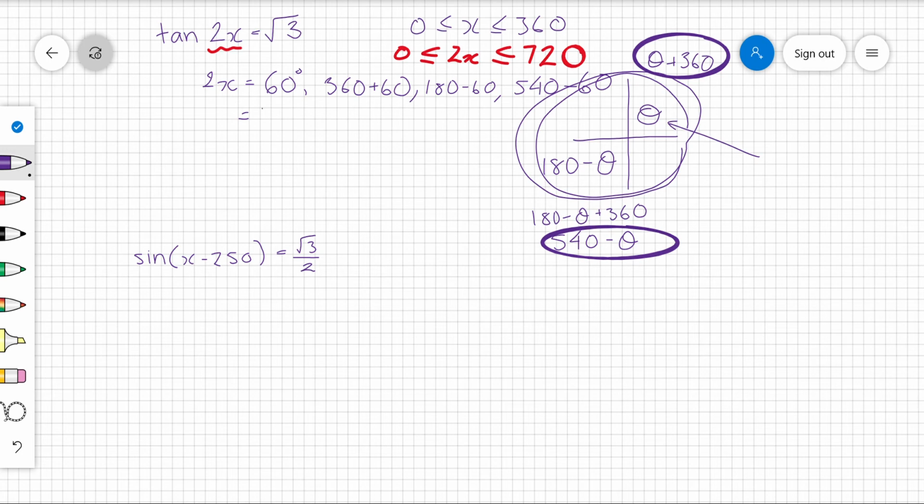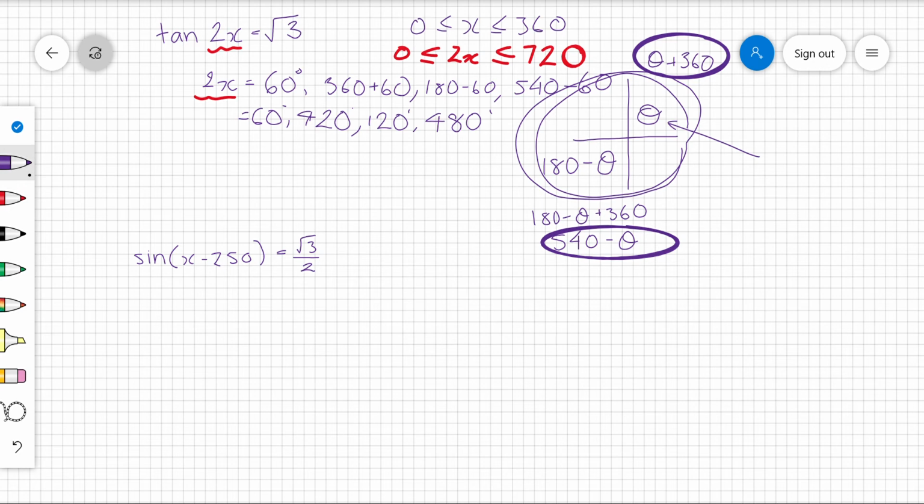So here we've got our 60 degrees. We've got our 420 degrees. 120 degrees. For the last one, what have we got? 540, taking away 60, so 480 degrees. Hopefully that's correct. Now just pay attention. So that fits our domain, and here we were doing 2x.